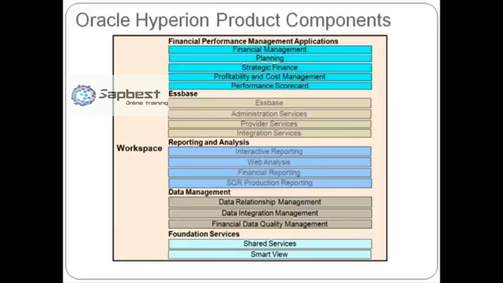Out of these, the most commonly used reporting tool along with any of the Hyperion applications is financial reporting. We also call it FR or HFR, Hyperion Financial Reporting; some people call it FR and some call it HFR.